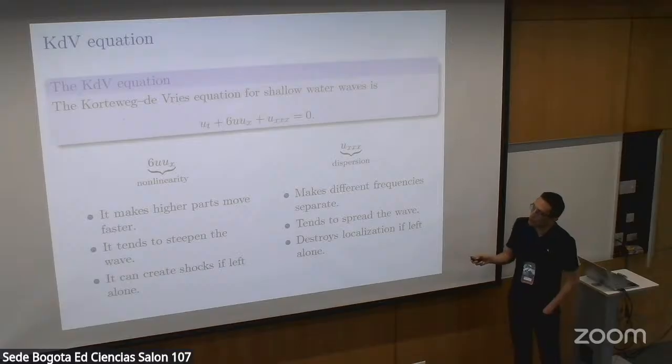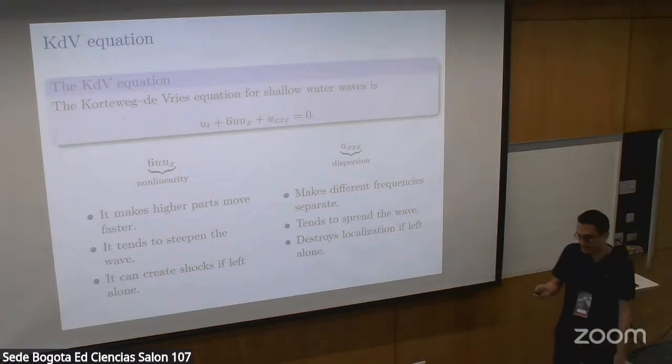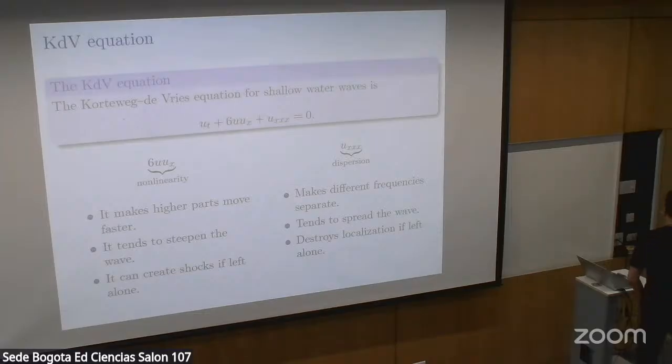So I put here all the things I explained before, like dispersion, what it's doing, and nonlinearity, what it's doing, separately, but together they have a balance. That's pretty much the idea. And this is the example that is there, a typical example. And let me maybe move forward.